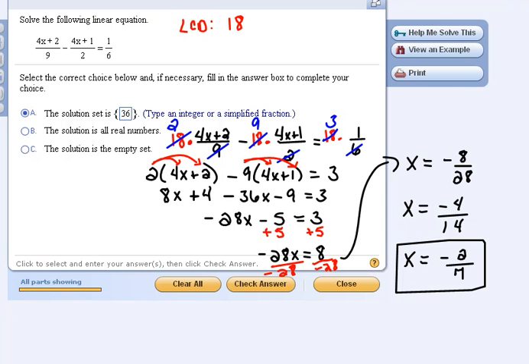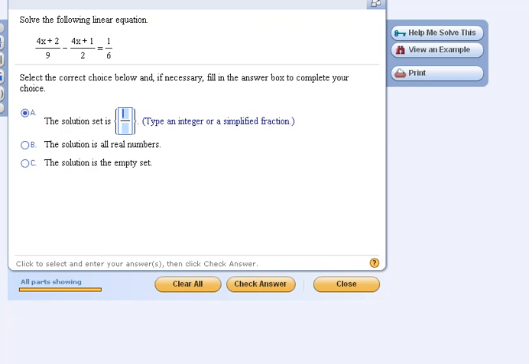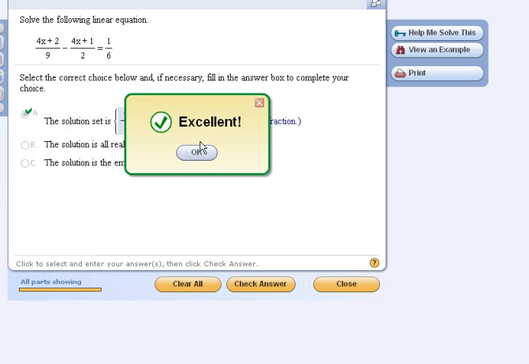Now we can check that by plugging that into our equation here. I'm going to clear this answer, and I'm going to have to put in a fraction. So we're going to try putting in the negative 2 over 7 and see if that's the right answer. Yes, it is.